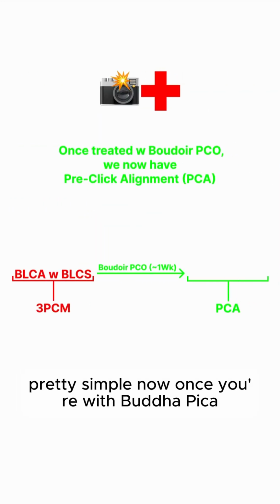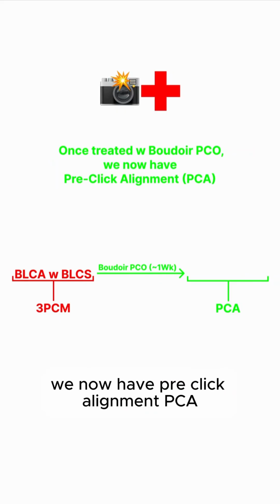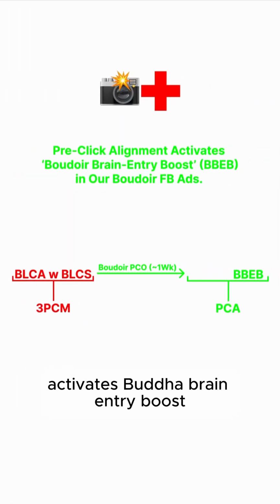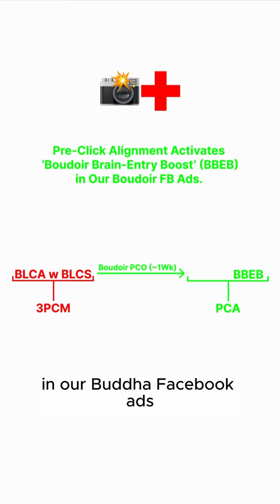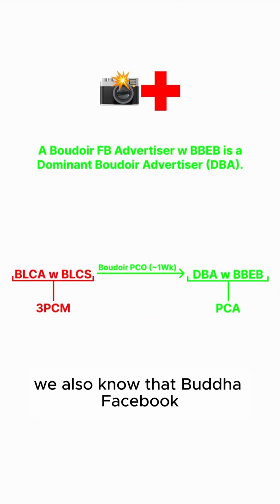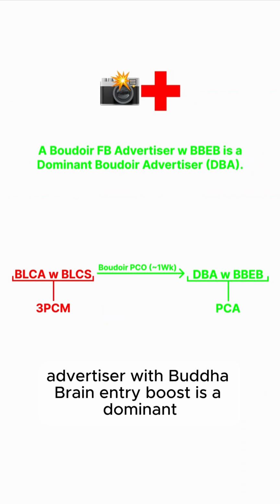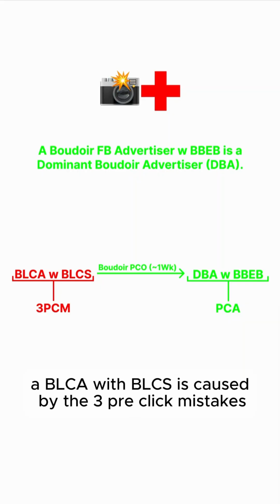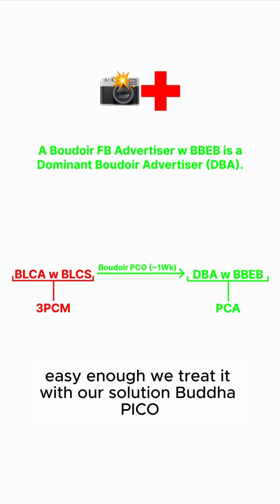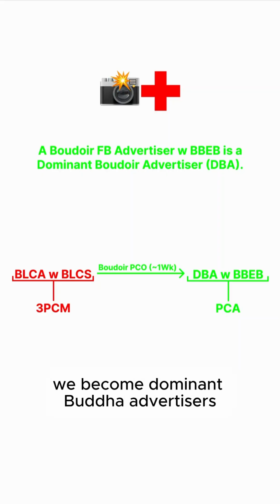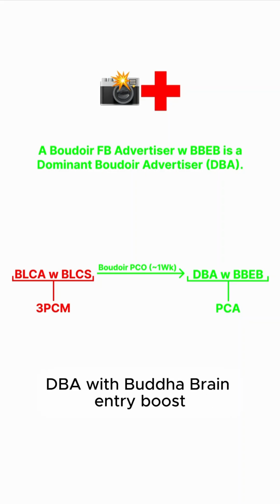Pretty simple. Now, once you're treated with Boudoir Pico, we now have pre-click alignment, PCA. So we get rid of the 3 pre-click mistakes, we achieve pre-click alignment. And pre-click alignment activates Boudoir brain entry boost in our Boudoir Facebook ads. Basically, we got our unique CTR all above 6%. We also know that a Boudoir Facebook advertiser with Boudoir brain entry boost is a dominant Boudoir advertiser, a DBA. So this is our full universe. A BLCA with BLCS is caused by the 3 pre-click mistakes. Easy enough. We treat it with our solution, Boudoir Pico, takes about a week. We achieve PCA, the pre-click alignment, and we become dominant Boudoir advertisers, DBA, with Boudoir brain entry boost.